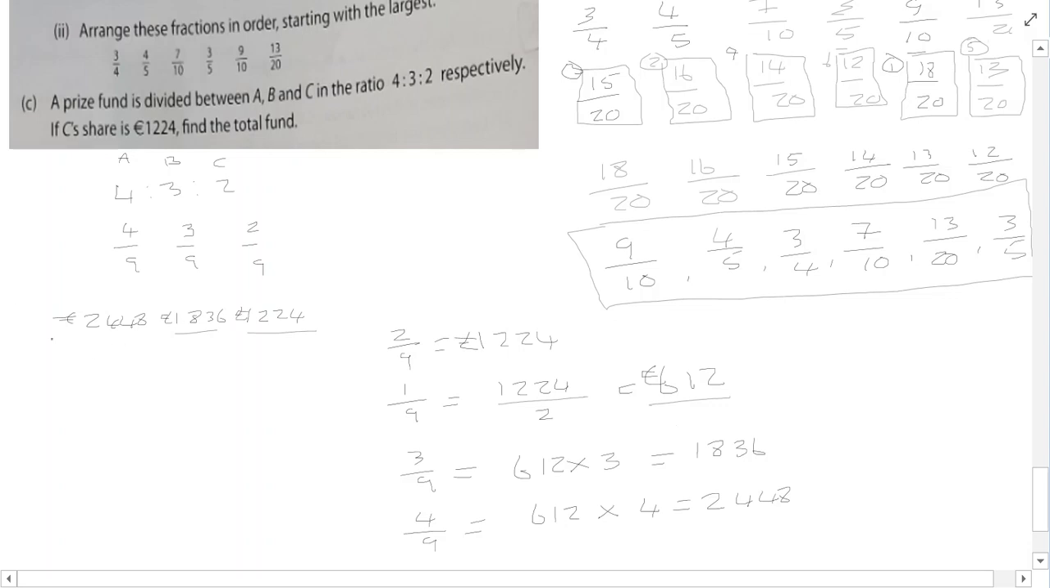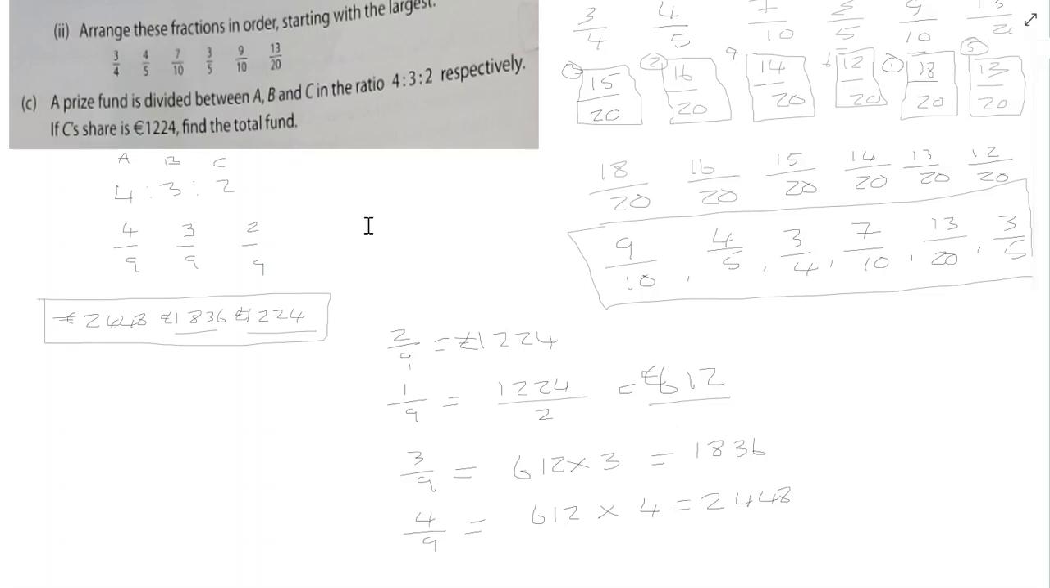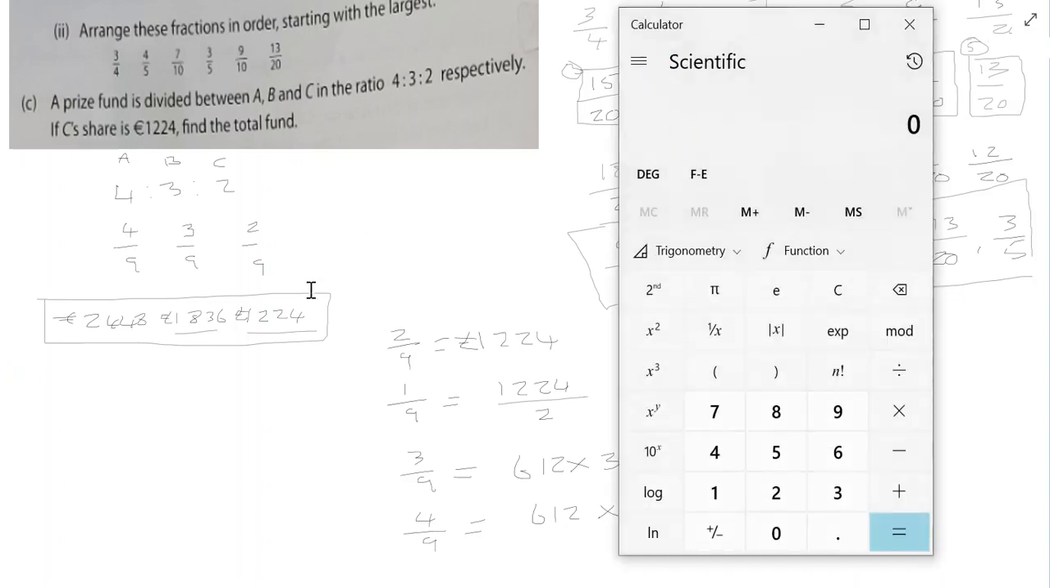So what we do is we just add these up together. Let me get my calculator. So we have 2448 plus 1836 plus 1224. That's equal to €5,508.